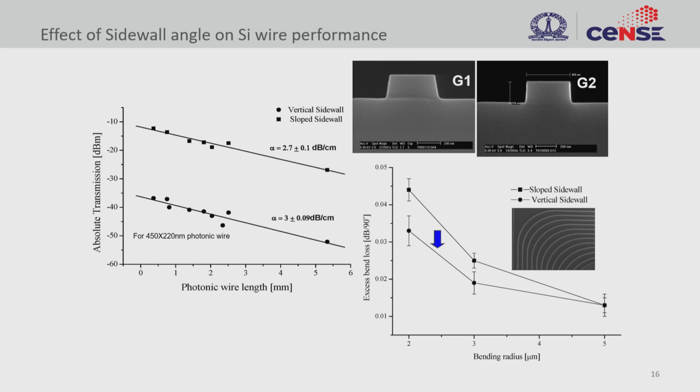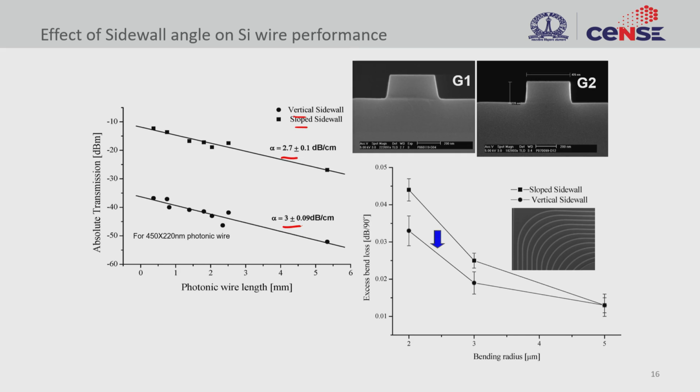This chemistry change not only affects the profile, the physical profile, it also affects the performance of the device as well. Here I show you two different kinds of etch process that are used. One is a vertical sidewall and one is a sloped sidewall. What you see is the propagation loss, right? So alpha is loss here. You can see a vertical sidewall gives you a 3 dB per centimeter loss, that is about 50% loss, but when you look at the sloped sidewall, the loss is less.